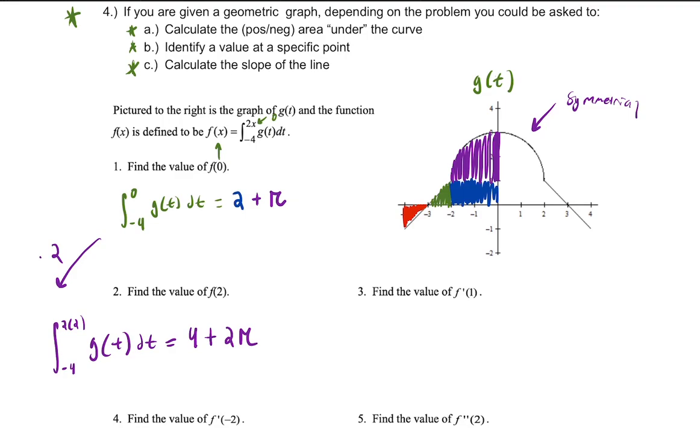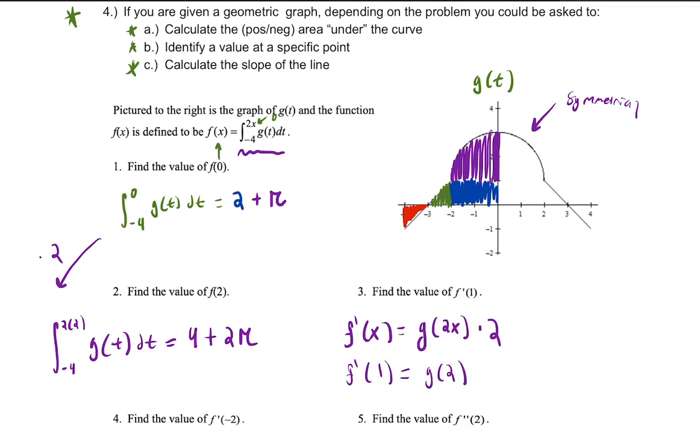All right, now here's where things get tricky. What is the value of f prime of 1? Okay, so I'm not even going to look at the graph yet. I'm just going to make sure I know what f prime is. So f prime of x, I'm taking the derivative of both sides here. Using the second fundamental theorem, I have g of, plug in 2x, don't forget the chain rule, times 2. And so f prime of 1 would be g of 2.